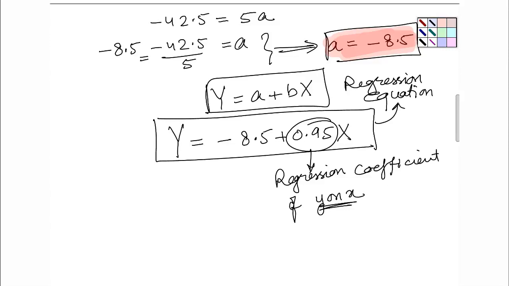So next time when we meet, we'll take some other example of regression and we'll see if we can find out equation of x on y. Right now we were doing y on x. We'll try to find out x on y.